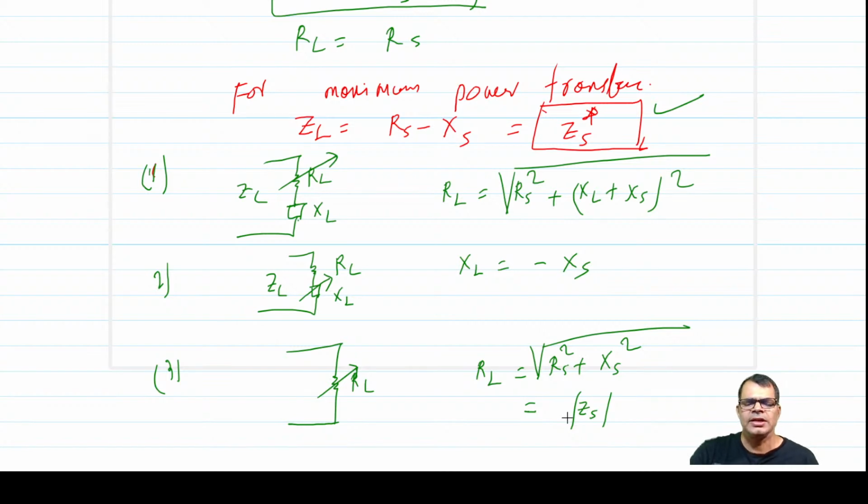So let us consider what is the maximum power delivered. What is the maximum power transfer, or you can say what is the percentage of power transfer at the condition when the load is equal to the complex conjugate of the source impedance, or you can say, we can say the efficiency. What should be the efficiency for the case?